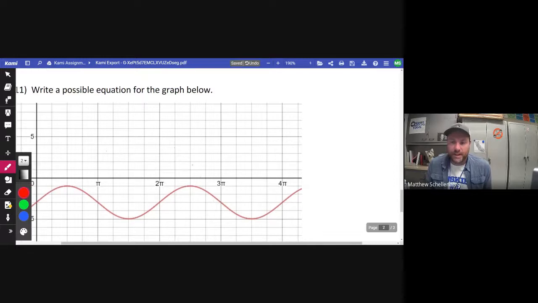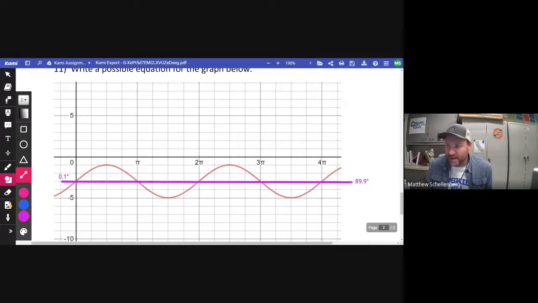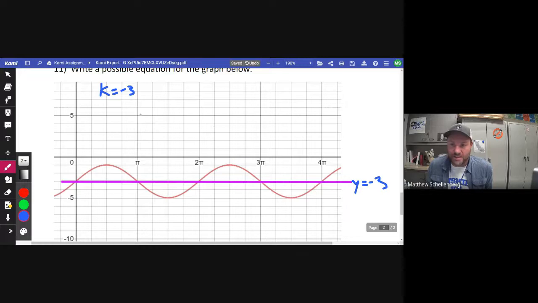And our final question is, can we write a possible equation for this graph? Well, let's find out a few things and just go through this methodically. First, let's do the midline. The midline is here, and as you can see, this midline is at -3. So this means that my k, sometimes people call it d, is -3. You can also say that this line here is y equals -3. And I'm just going to write the basic parent function, y equals sine of x, or sine of theta, and then we can fill in stuff.